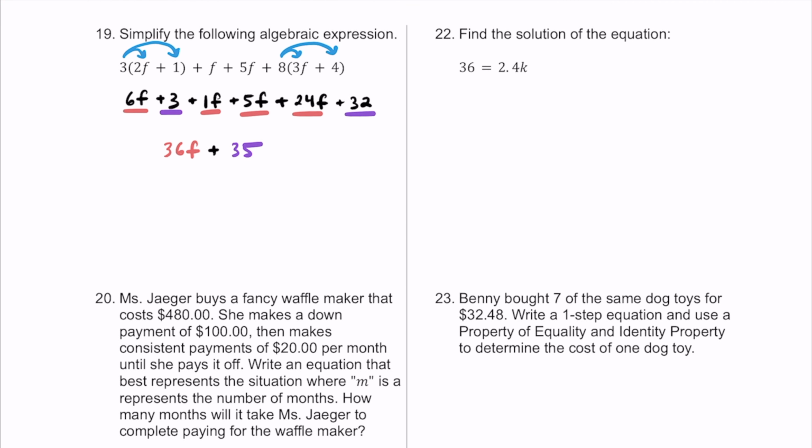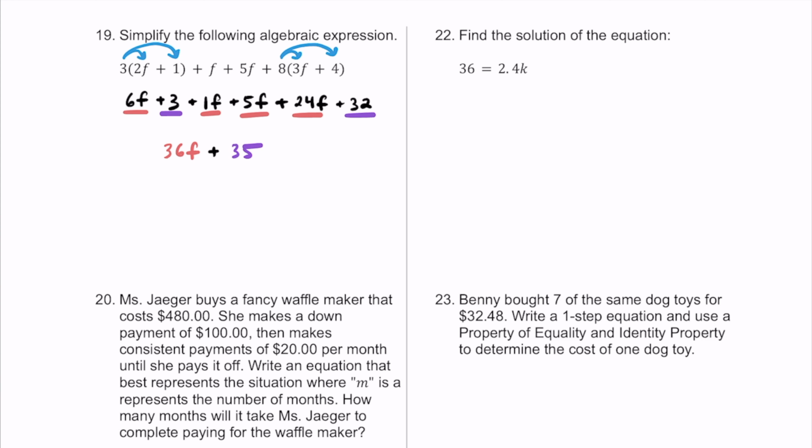For 22, we have to find the solution to this equation. So this is just a one-step equation, but we have decimals. We have 36 is equal to 2.4 multiplied by k. To solve for k, we have to do the opposite of multiplication, which is division. Let's divide both sides by 2.4.